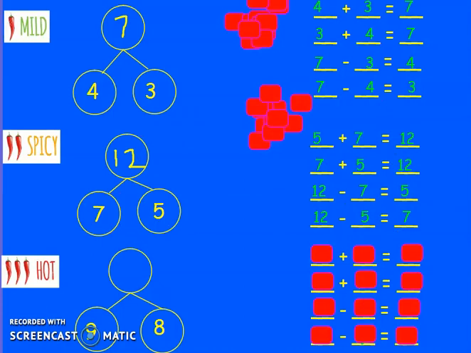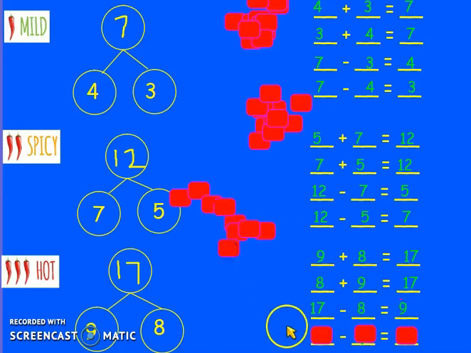Did you have a go at the hot challenge? Well done if you gave it a go. Let's have a look at the answers together. You will have worked out that 9 plus 8 equals 17. Let's have a look at the fact family together. 9 add 8 equals 17. 8 add 9 equals 17. 17 take away 8 equals 9. And 17 subtract 9 equals 8.